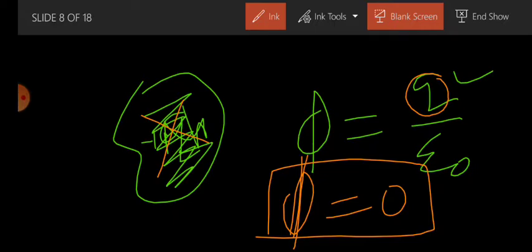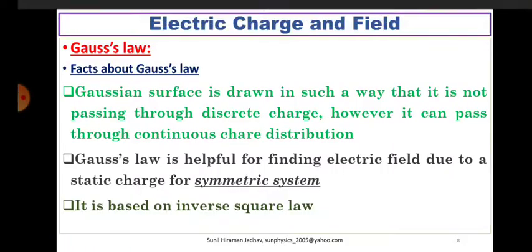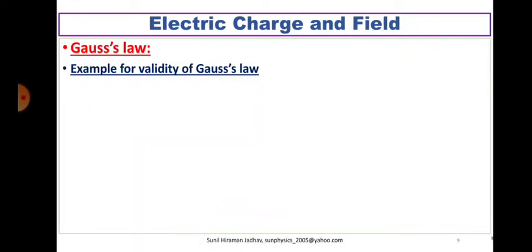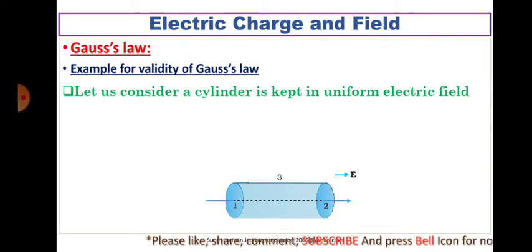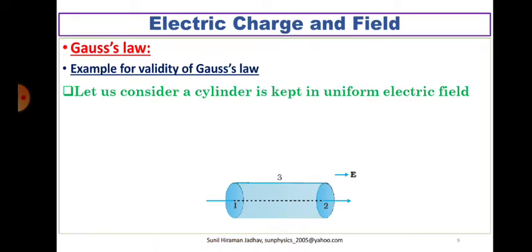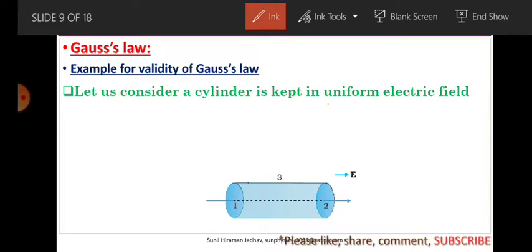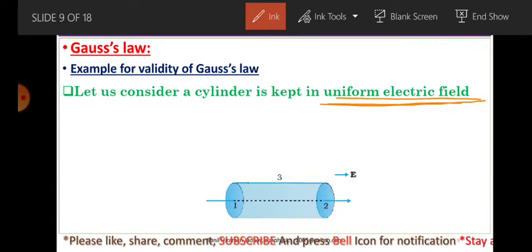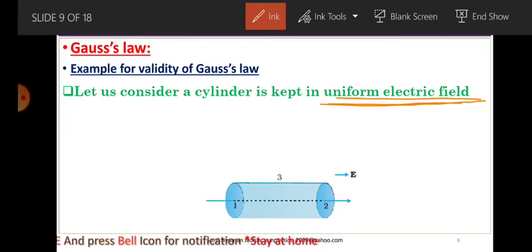If there is no charge enclosed in the Gaussian surface, the flux coming out of that surface is assumed to be 0. Now we will prove this also, okay? So let us take an example for the validity of Gauss law. Let us say we have a cylindrical Gaussian surface or closed area, and say this closed area is kept inside a uniform electric field.